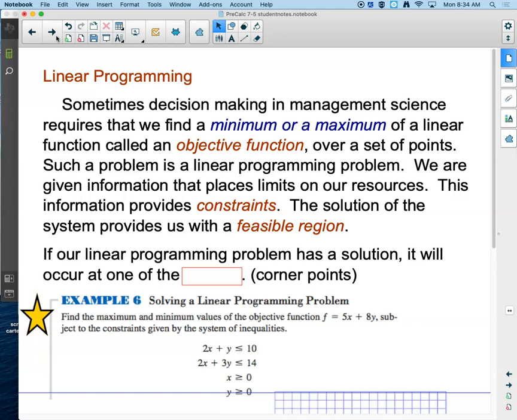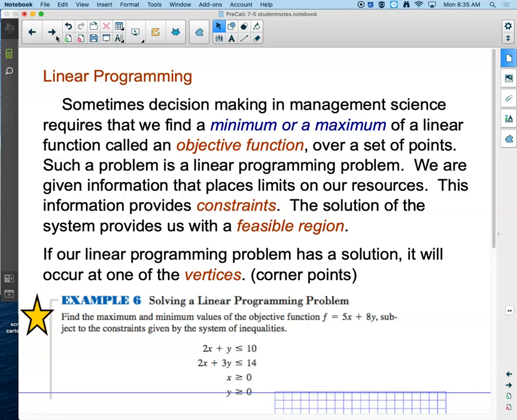The feasible region is the solution. Where is all the overlap? That's the feasible region. So producing anywhere in the feasible region is a good idea. But in particular, they want to know, where's that minimum or maximum happening? So if our linear programming problem does have a solution, it will occur at one of the vertices. So that's why it's important to graph these.